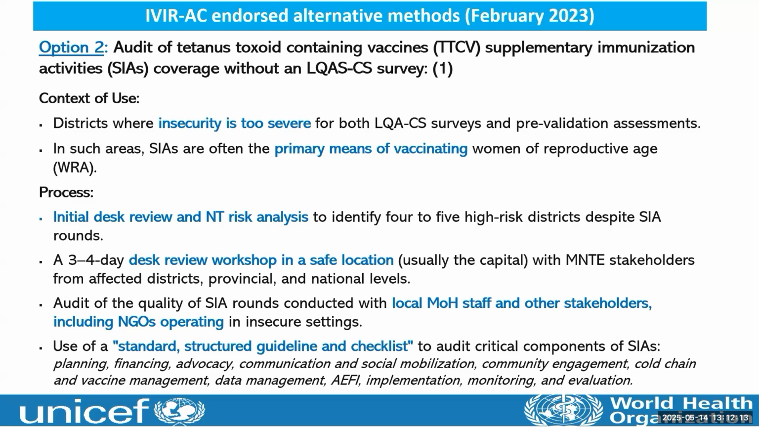What is the process involved? First, you conduct an initial death review and NT risk analysis to identify 4 to 5 high-risk districts that had SIAs conducted. Then you organize a 3 to 4 day workshop in a safe location, usually in the capital. When we did northern Mali, we sat in Bamako. We brought in the colleagues from the district, the Ministry of Health, the UNICEF colleagues who are operating there, and the NGOs who are operating there. We brought them to Bamako. Their counterparts from the regional and the national level joined, and then we conducted the review.